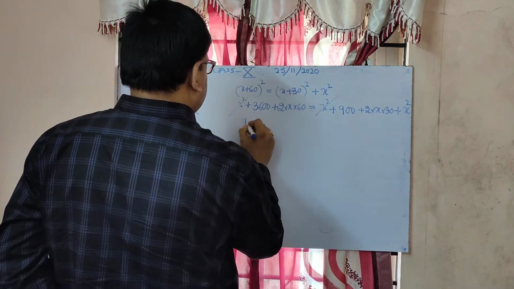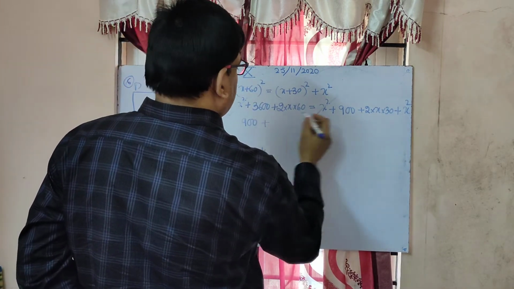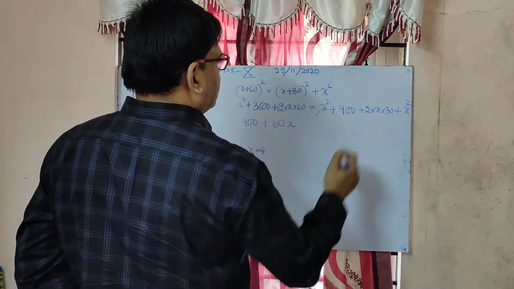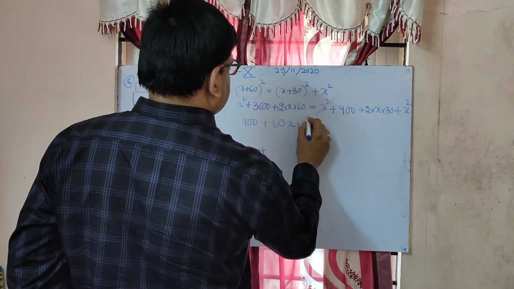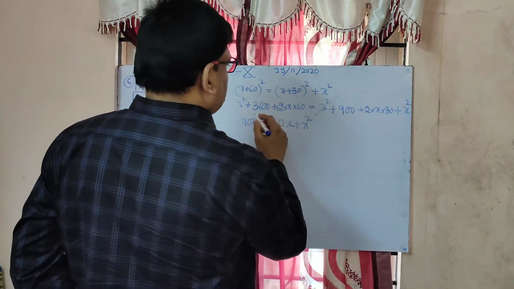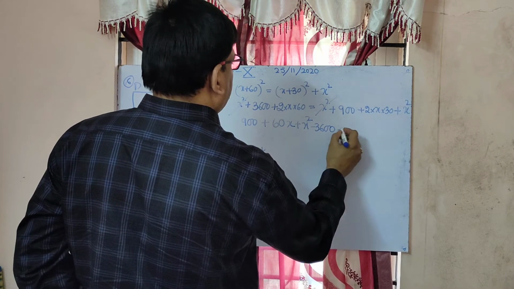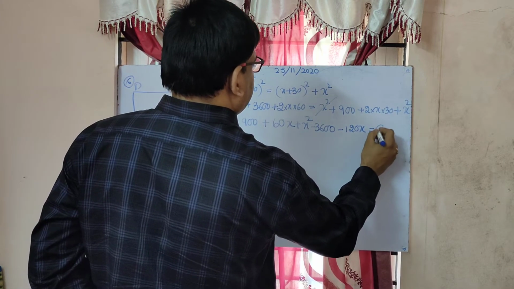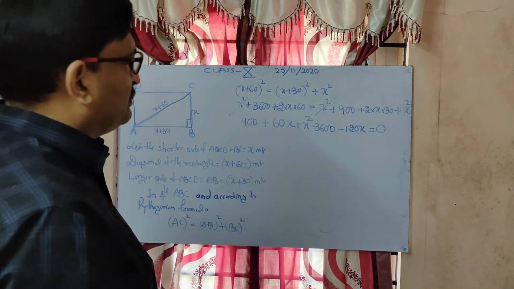So this is 900 plus 2 30s are, that is 60x. 2 30s are 60x plus x square is there, just put as it is, no change in it. Now here what is this? So transfer this to this side. So minus 3600 minus 2 60s are 120x. Nothing left means equal to 0.